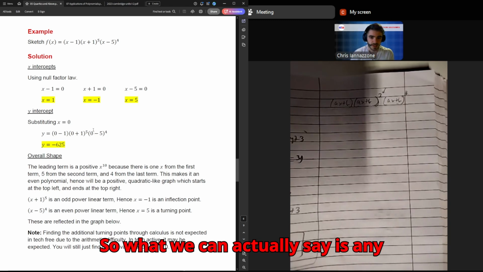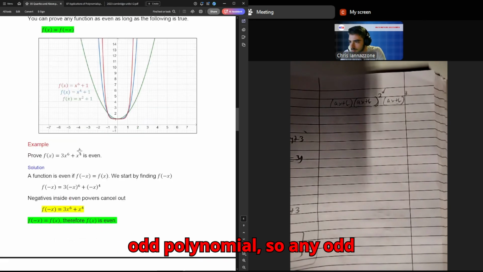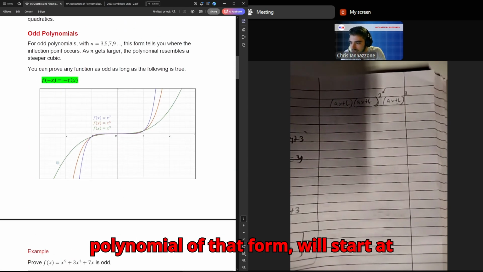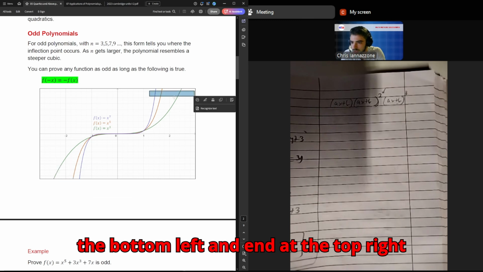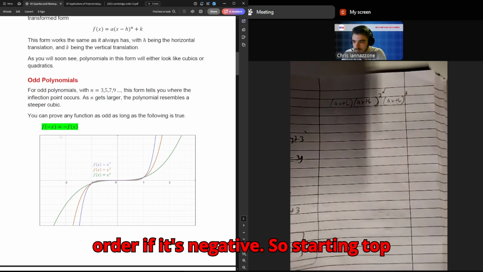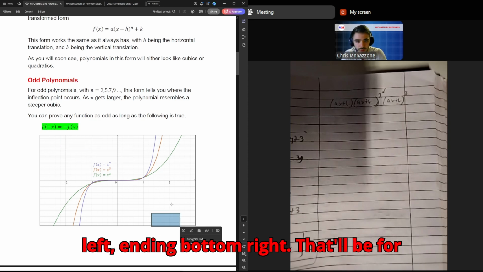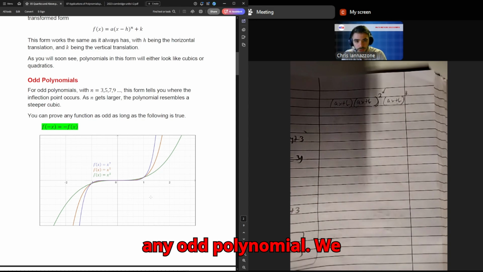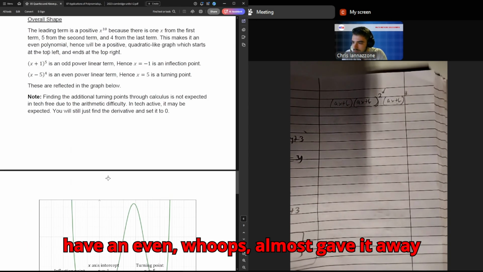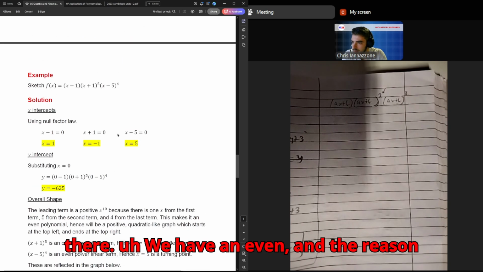So what we can actually say is any odd polynomial of that form will start at the bottom left and end at the top right if it is positive, and it will flip that order if it's negative, so starting top left, ending bottom right. That'll be for any odd polynomial. We don't have an odd polynomial though. We have an even. Whoops, almost gave it away there.